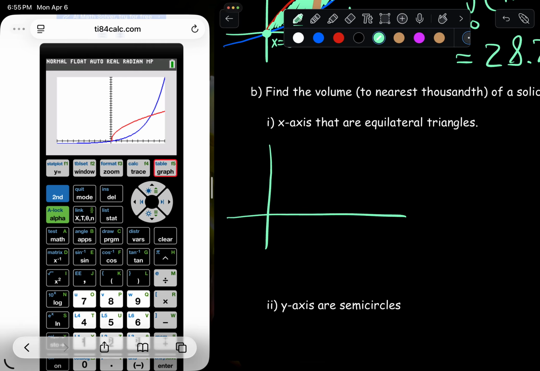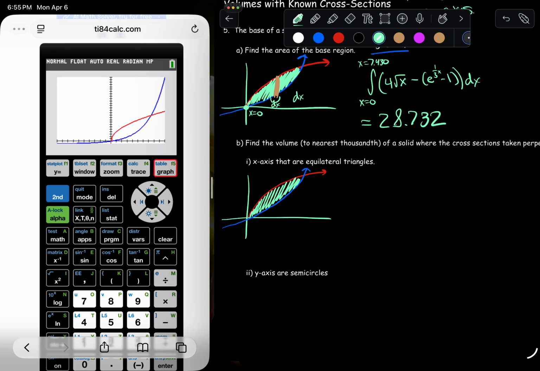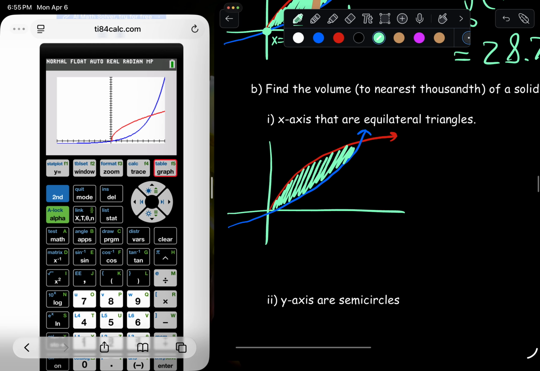So we have this same region bounded. Our upper was the square root. The lower is the exponential. Okay, and we have this region here. All right, so this said its cross sections are perpendicular to the x-axis, so that means we are integrating with respect to x, okay? Perpendicular. So the equilateral triangles, the base of all of these triangles will be between the upper curve and the lower curve. And since they are equilateral, that means all 3 sides will have the same length.